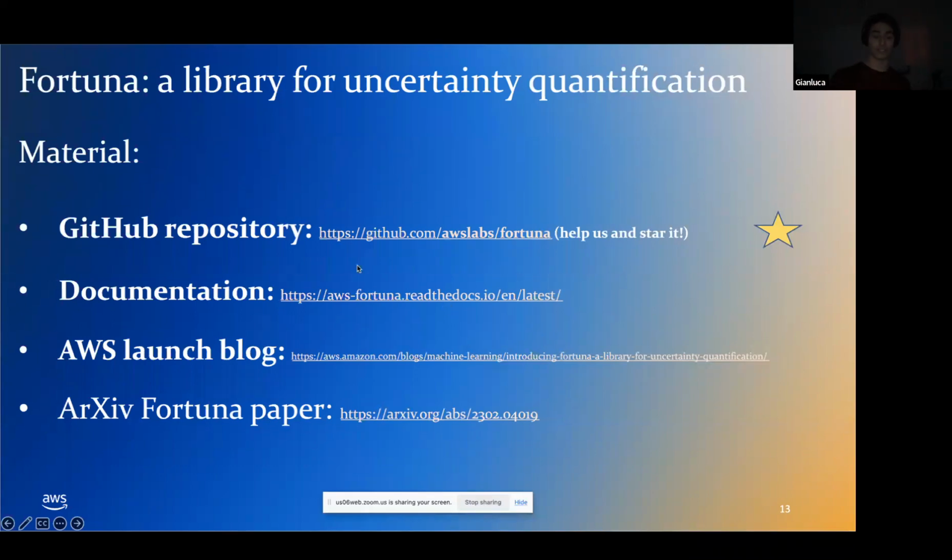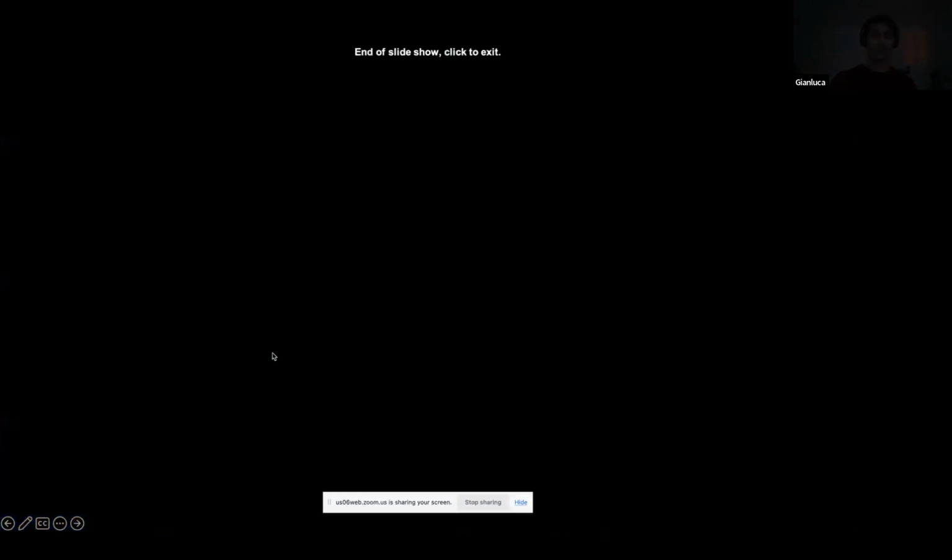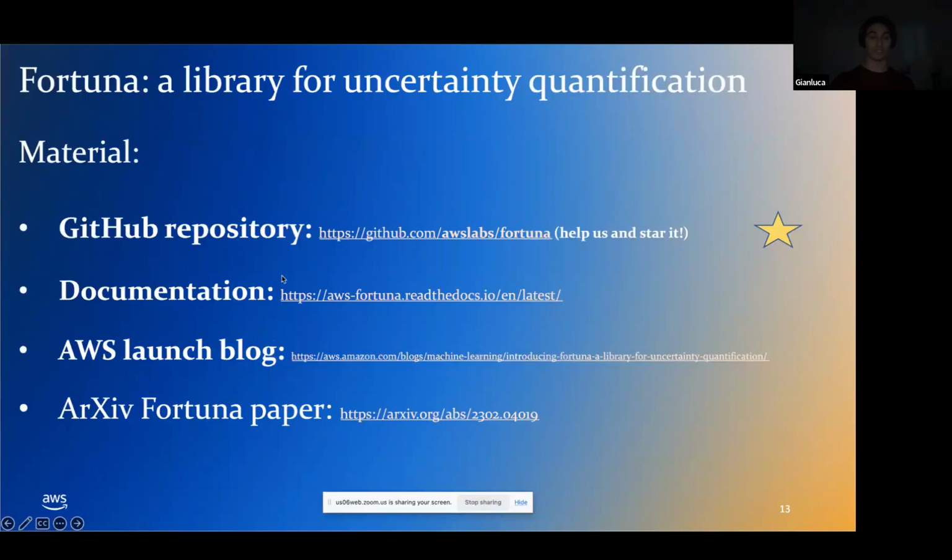And you can also access from there the documentation of the library, and find the examples from the documentation. That's what people usually look at, but you can look at other things too. We launched a blog post at AWS when we released the library in December, and we also submitted now a paper on arXiv that you can also check by just typing Fortuna.